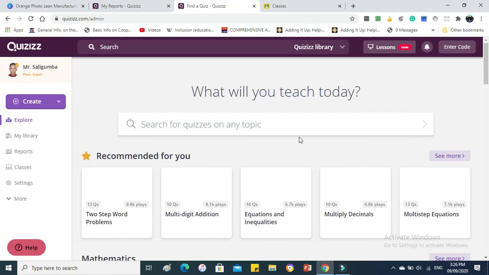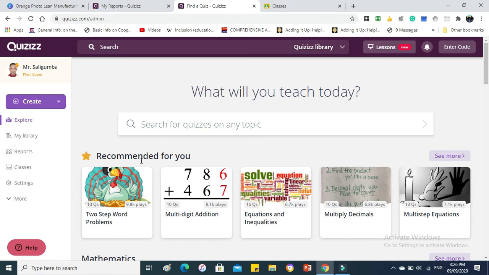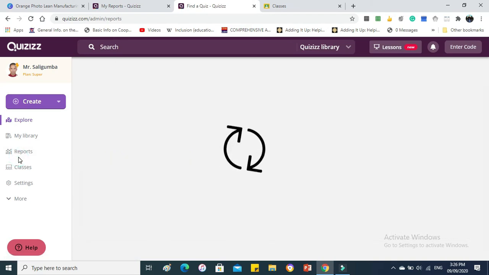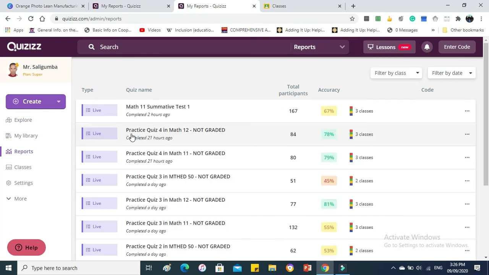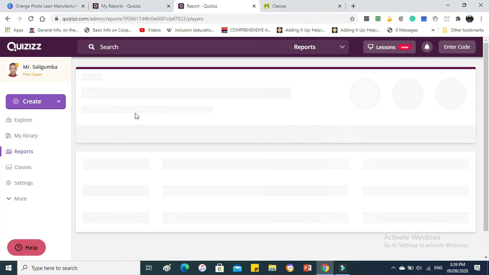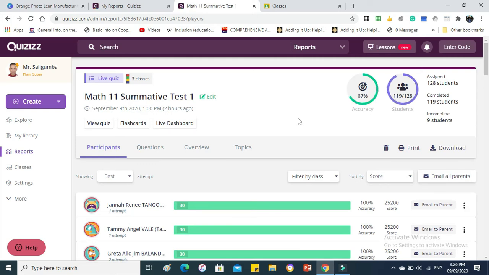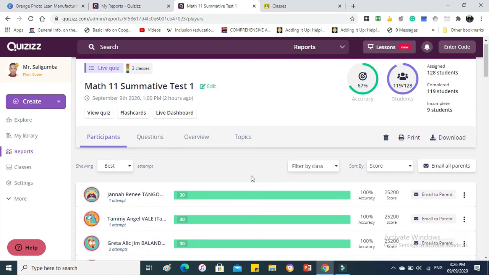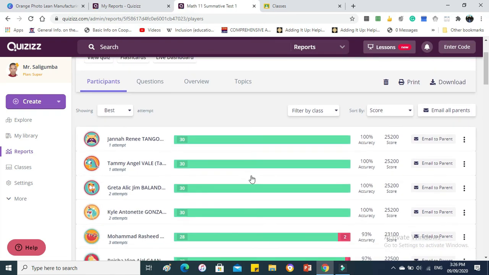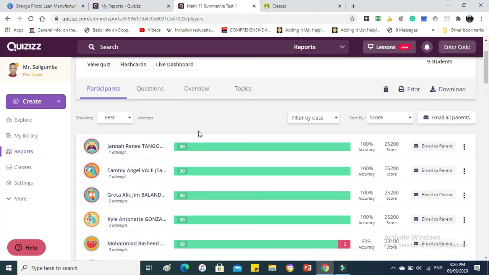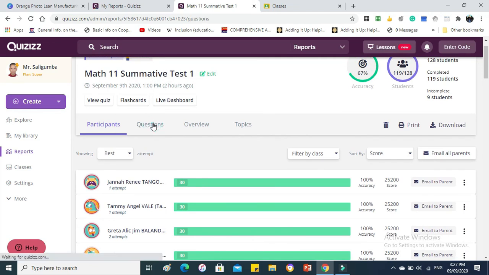When you exit the live dashboard, it will redirect you to the home page of Quizizz. And now let's go to the reports. Since I already ended the quiz, as you can see here, there is no longer the word running. So this is the result. You can actually view it by question.